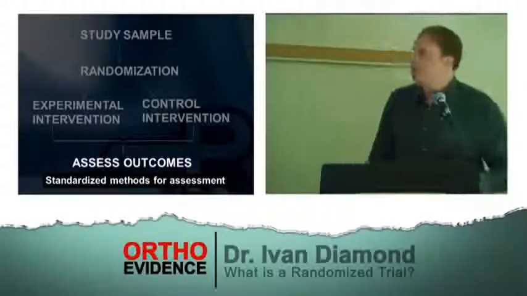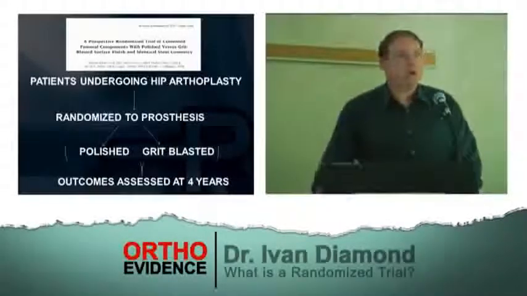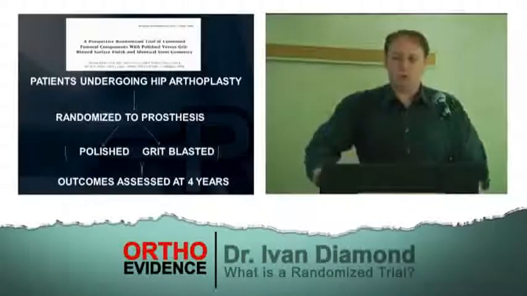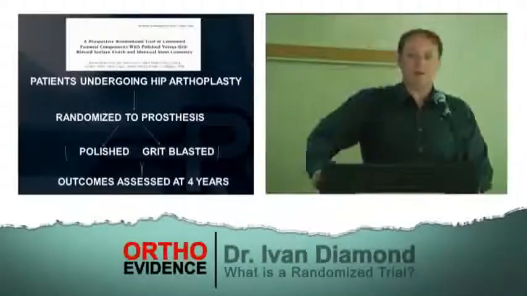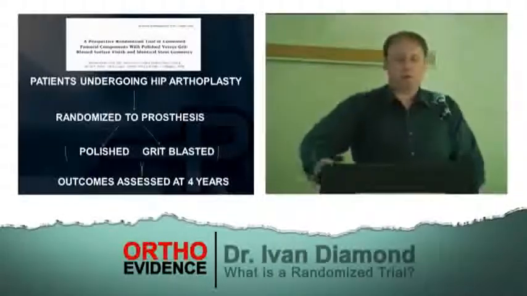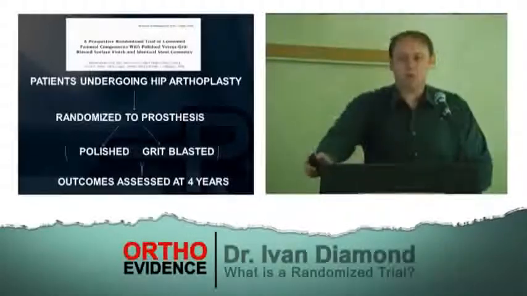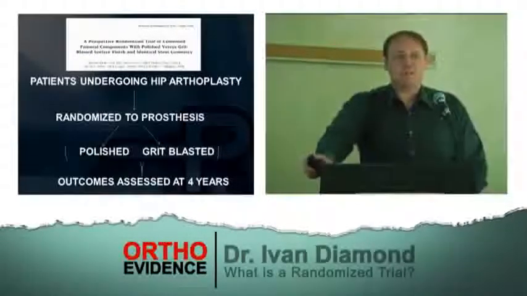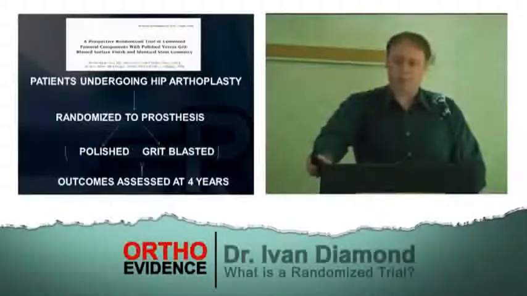So here's an example of a randomized trial from the orthopedic surgery literature. The subjects were patients undergoing hip arthroplasty. The intervention was randomization to prosthesis, either a polished prosthesis or a grit-blasted prosthesis, with the outcomes, largely quality of life outcomes, assessed at 4 years postoperatively.